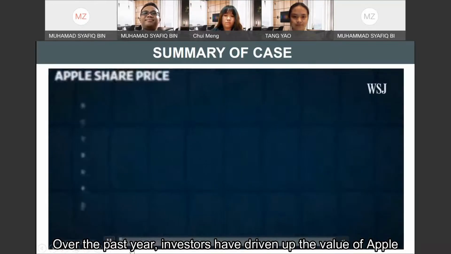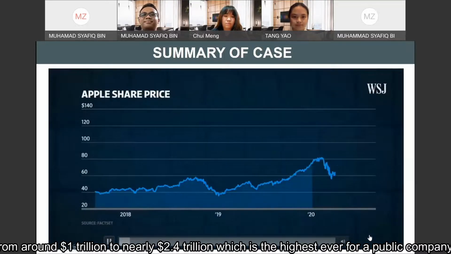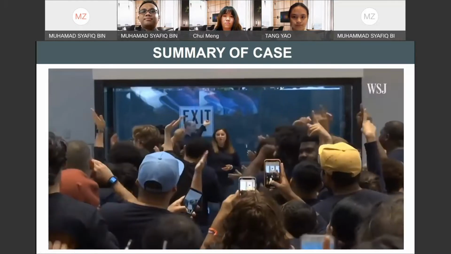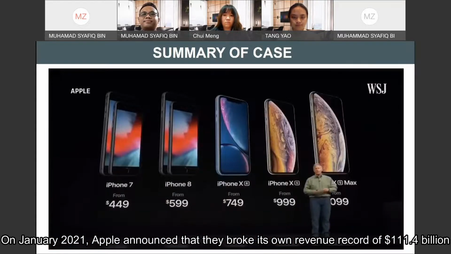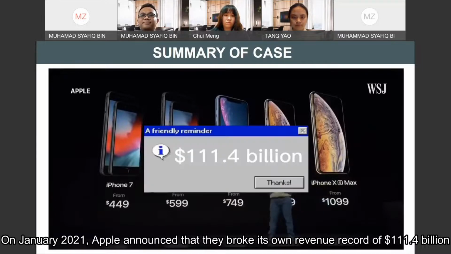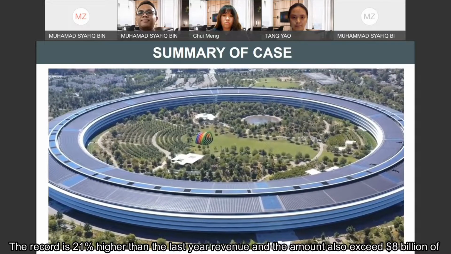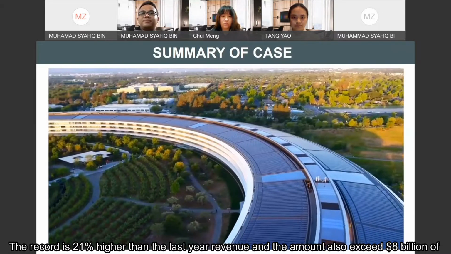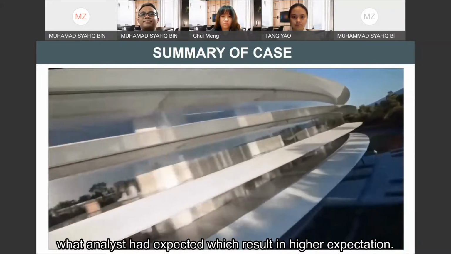Over the past year, investors have driven up the value of Apple from around $1 trillion to nearly $2.4 trillion, which is the highest ever for a public company. On January 2021, Apple announced that they broke its own revenue record of $111.4 billion. The record is 21% higher than the last year's revenue, and the amount also exceeds $8 billion of what analysts had expected, which results in higher expectations.